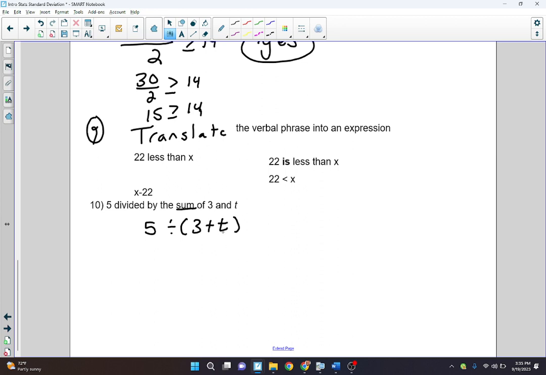I usually put a tail underneath my t's to make sure it's t versus the plus sign. It also could be written, this is also good, and this is how it's going to be written in the future anyway, so know it. 3 plus t. Notice here, I put it all over, or I guess under, a fraction symbol, which means it's divided by. 5 divided by 3 and t. 3 plus t.